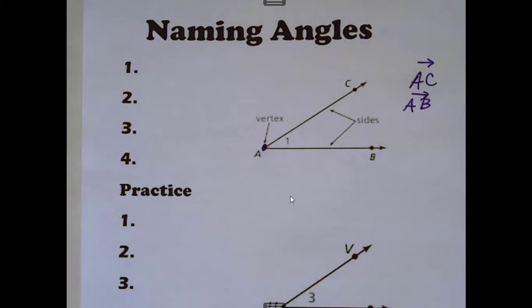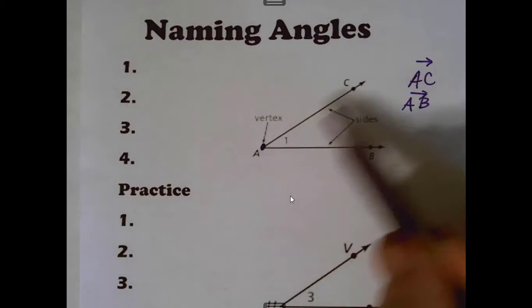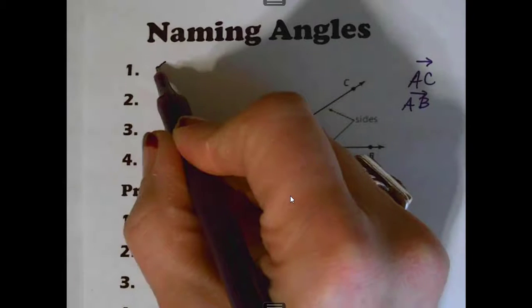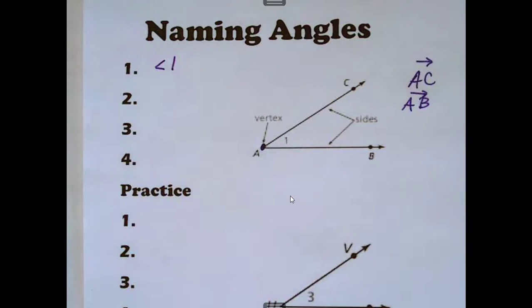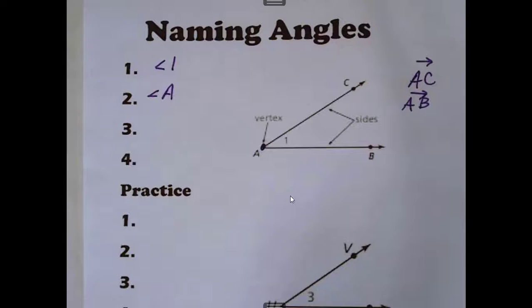Now there's a couple different ways that we can name this angle, and we're going to do this one together. The first way that we can name it is that it has a number. Now, this is an interior angle, and so we could name this particular angle, angle 1. And we use that less than sign, it just indicates an angle. We also can name it by its vertex. Now, the reason we can do that, it is a single angle. So we could also name this angle A.